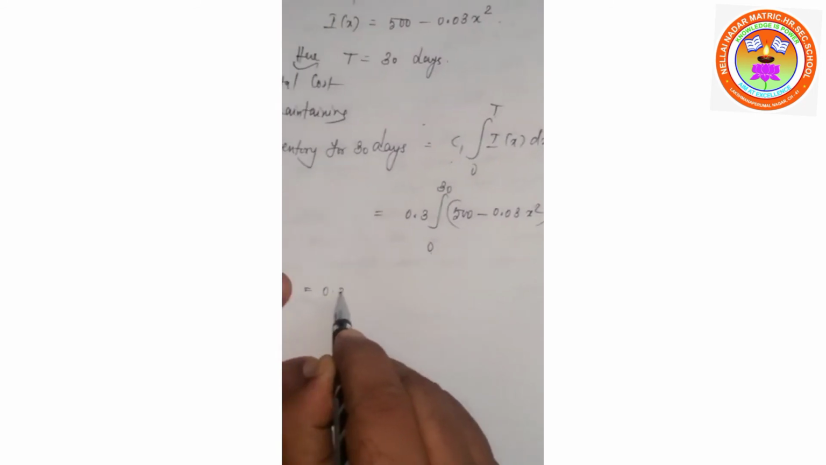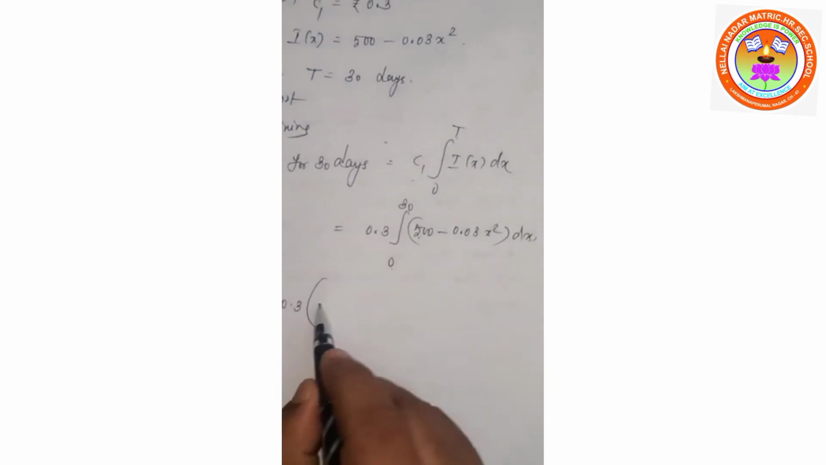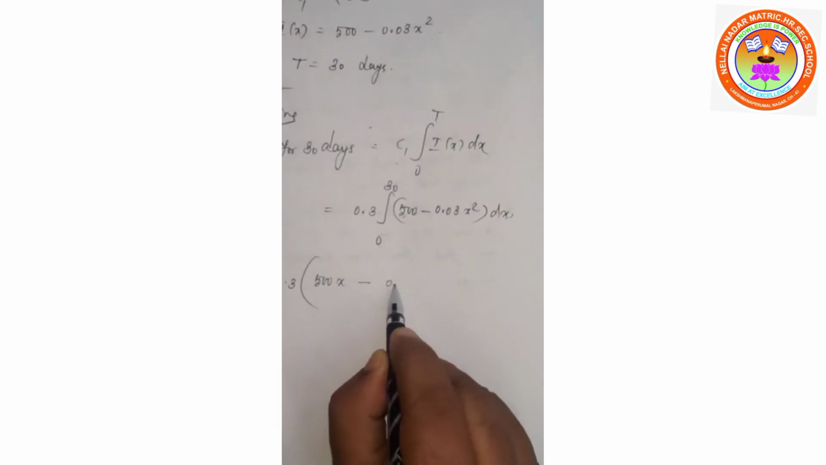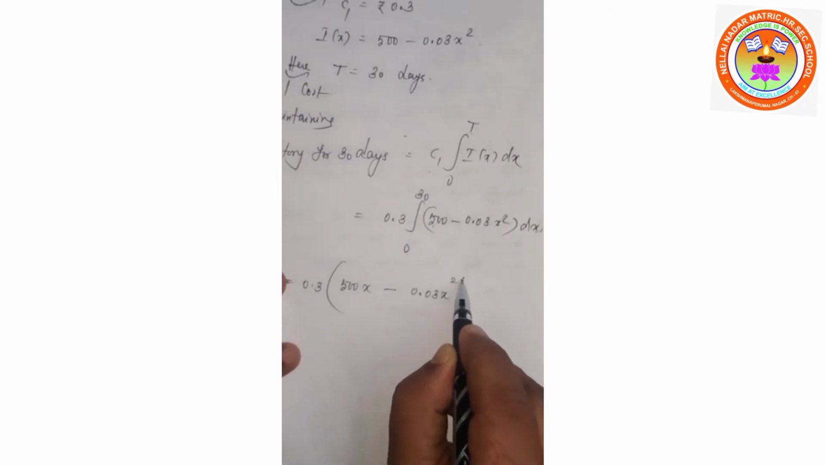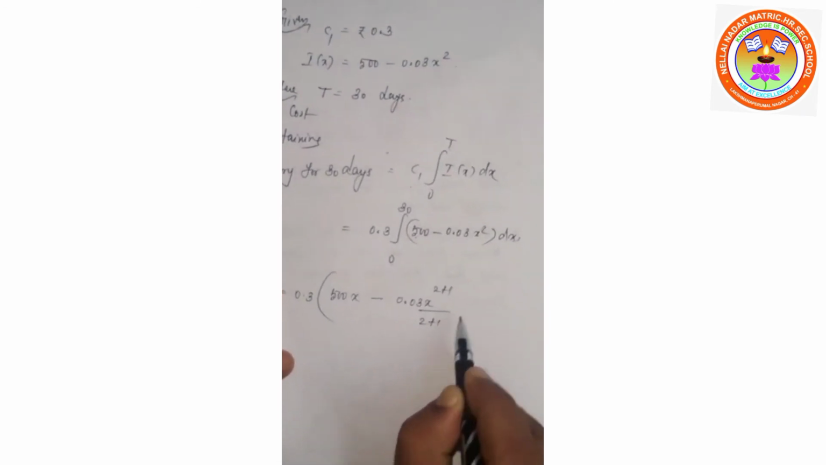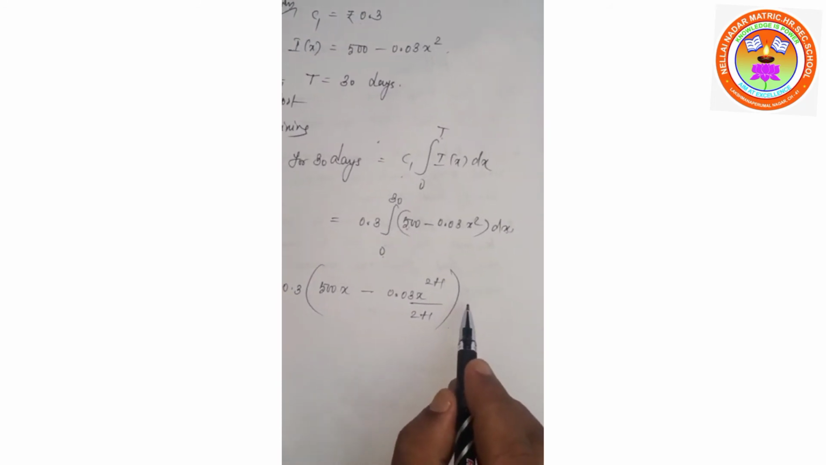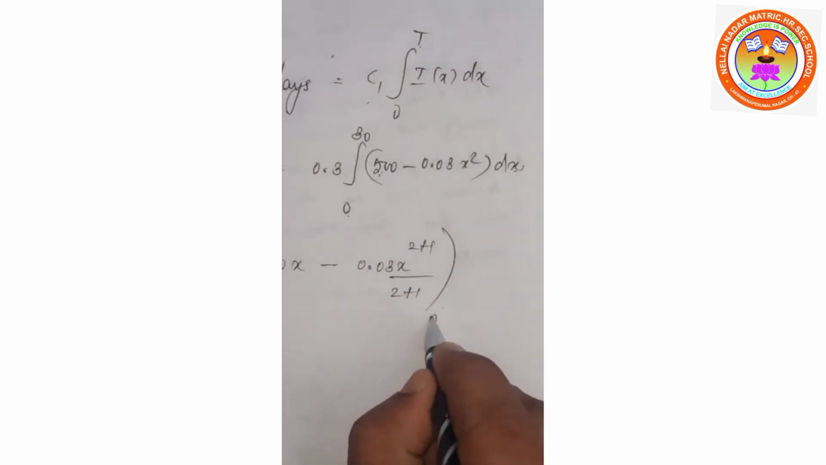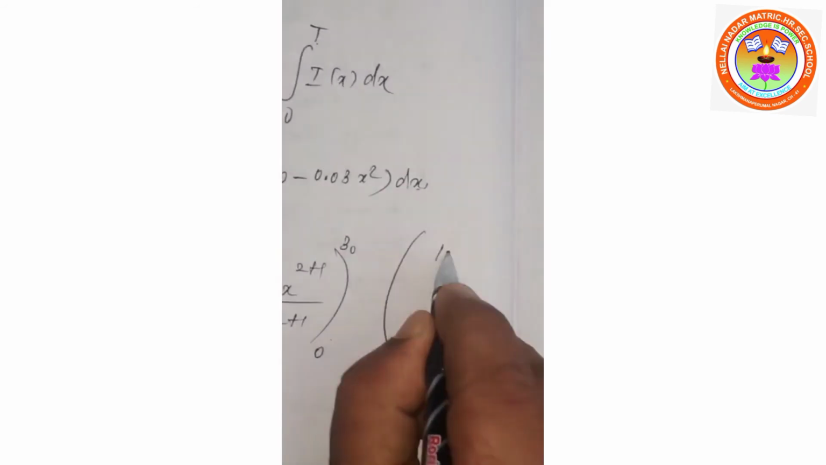So 0.3 write as it is. 500 into dx integration, 500 write the constant as it is, integral dx is x minus 0.03 x square integration, x power 2 plus 1 divided by 2 plus 1. Then integration is over. You are not supposed to introduce the constant k since it is a definite integral. So we have to apply the limits only.